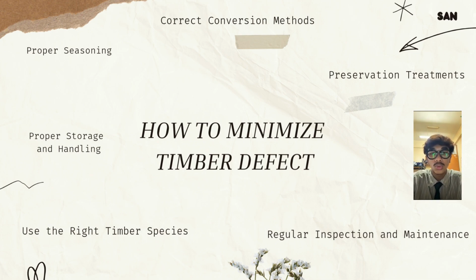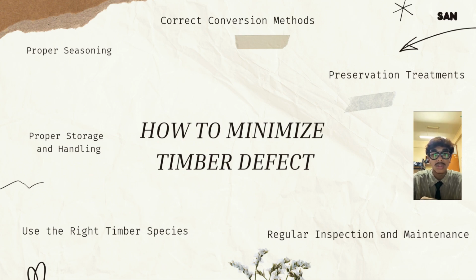The second way to minimize timber defects is proper storage. Proper storage is done by stacking correctly. Store timber on a level surface off the ground with stickers, known as spacers, to allow for air circulation. After that, we can control the moisture: prevent excessive moisture absorption by storing timber in a dry location and protect it from rain. After that, we can minimize exposure to sunlight.